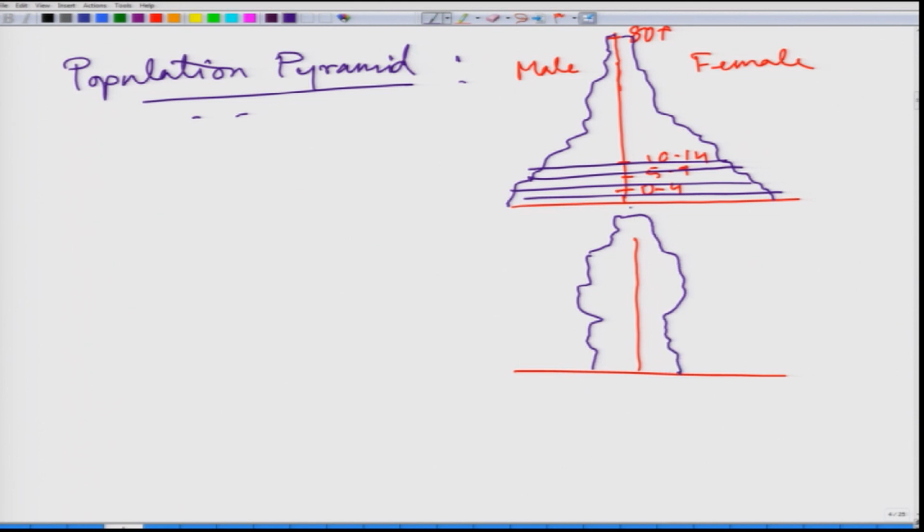A population pyramid. So that means that the birth rate you see is very low for the males and for the females as well. Yeah, these are different age groups, 0 to 4, 5 to 9, 10 to 14, 15 to 19, and so on till 85 plus maybe. And then this is the population size over here.